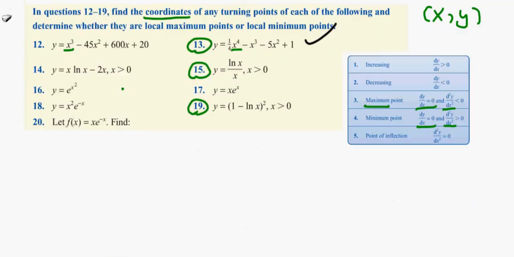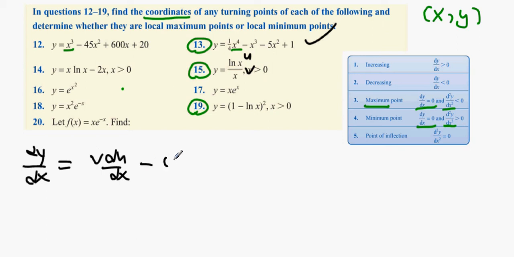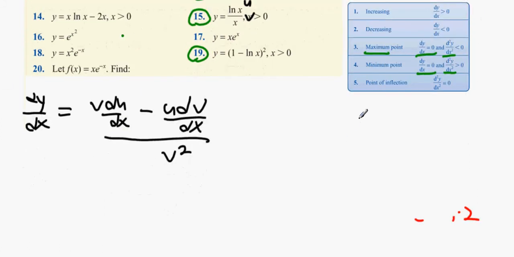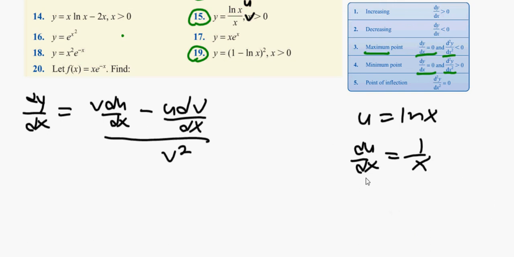So for question 15, we're going to realize it's a quotient rule, u and v. So we're going to get dy/dx equals v times du/dx minus u times dv/dx, all over v squared. And we're probably going to do this once or twice. So u is ln x. Look this up in your notes. The du/dx is going to be 1 over x, because that's what ln x differentiates to. And then v is equal to x, and dv/dx therefore equals 1.